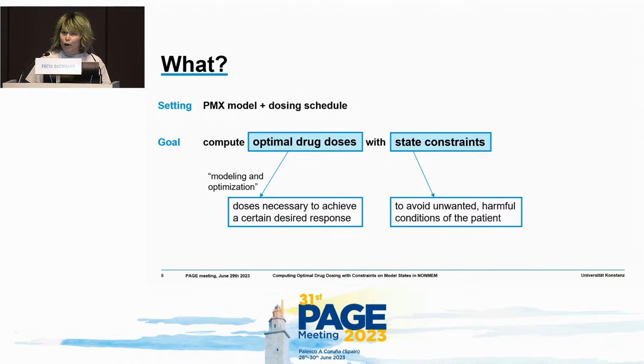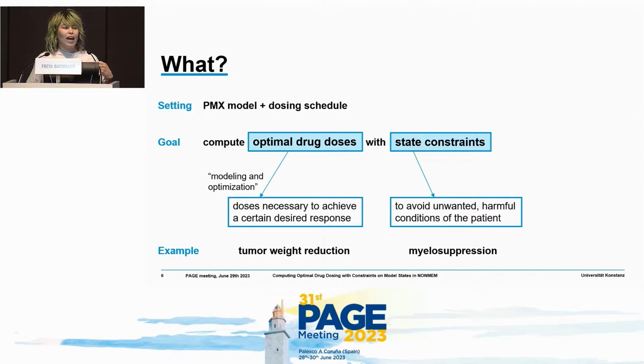Now, some of you were approaching me saying, yeah, well, but what if there are side effects? What if there are unwanted, potentially harmful conditions of the patient that we need to avoid? Then we need to include state constraints in the optimization. State constraints are inequalities separating feasible from infeasible model states. Let me give you an example.